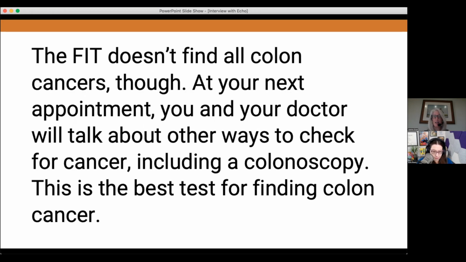And then it went on to say, but this doesn't find all colon cancers. At your next appointment, you and your doctor will talk about other ways to check for colon cancer, including a colonoscopy. This is the best test for finding colon cancer. So what we've done, we started at the starting point. We got rid of some of the jargon like gold standard. That's health research jargon for the best. And we've just started at the beginning for people and grounded it in their experience. So that's one example of how it doesn't have to be oversimplified or full complexity.